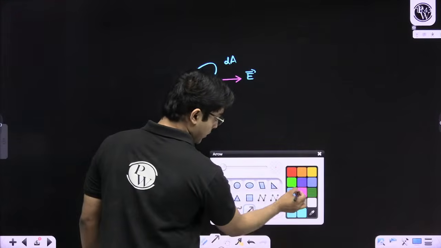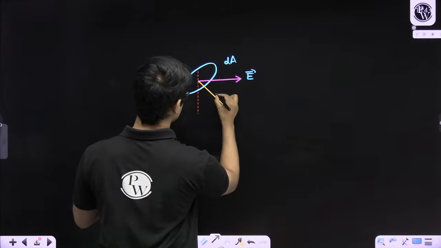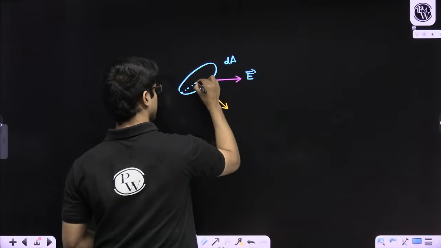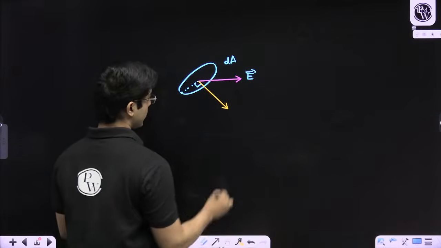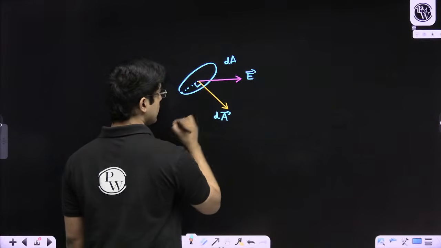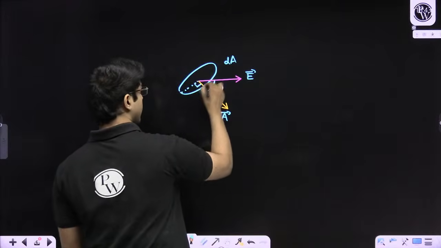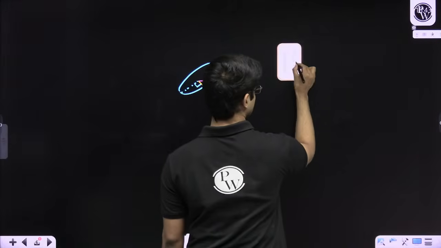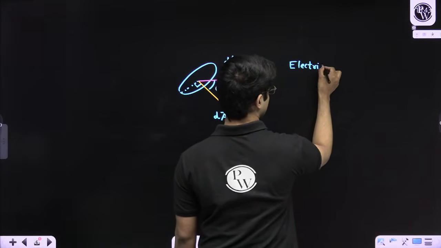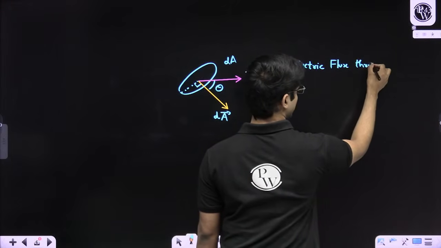Area vector is always perpendicular to the area. So I am drawing it like this. Area vector is this yellow vector. It is always perpendicular to the area. And the angle between them is theta. Then the electric flux through dA area.